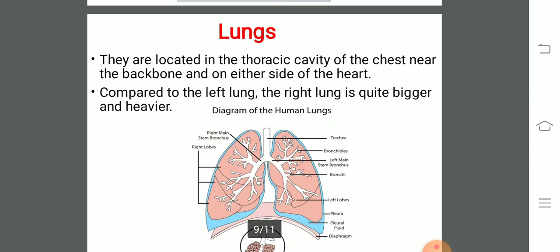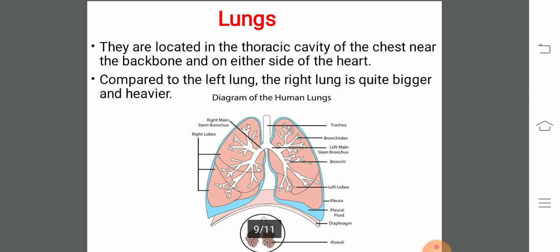Okay, and next is what? Lungs, which are the most important component of the respiratory system. Okay, lungs are the chief centers of respiration in humans and other vertebrates. Okay, where is the location? They are located in the thoracic cavity of the chest near the backbone and on either side of the heart. And one most important thing is what? Compared to the left lung, the right lung is quite bigger and heavier.